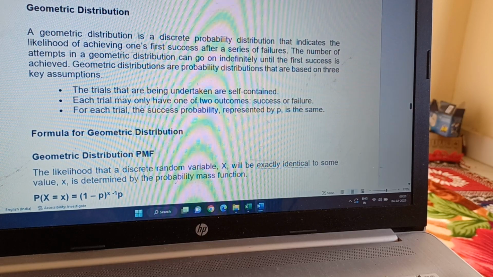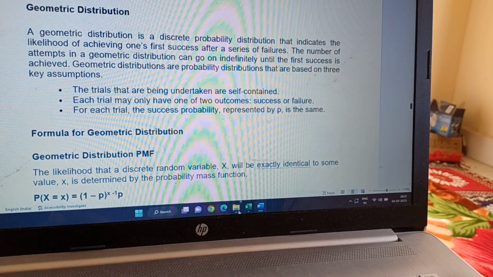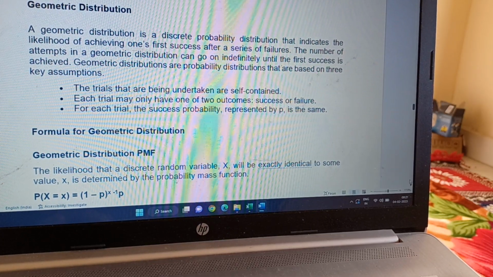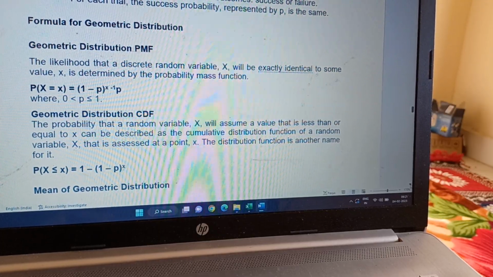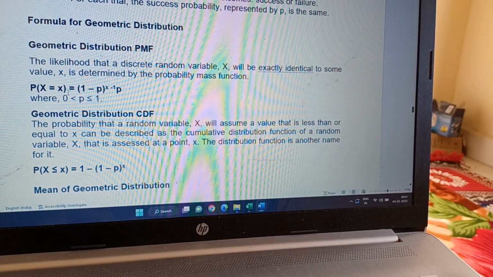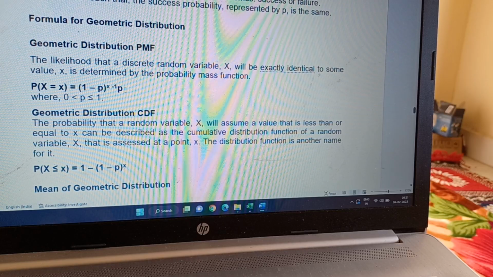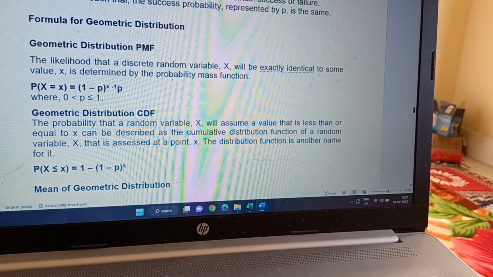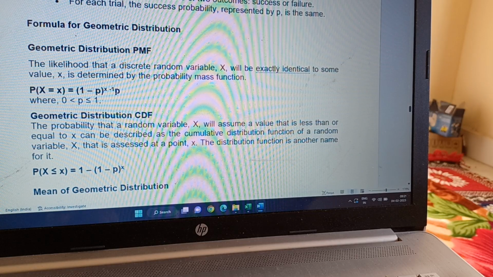So in all three, negative binomial distribution, geometric distribution, and of course binomial distribution, the samples are taken with replacement, and that's why P is fixed, and P being fixed means Q is also fixed. So what is the formula? It is simple: 1 minus P, the probability of failure, to the power x minus 1, times P, because P is the success, so there will be x minus 1 failures. That is a simple formula.